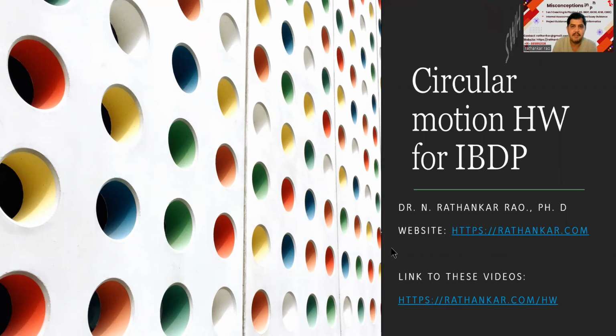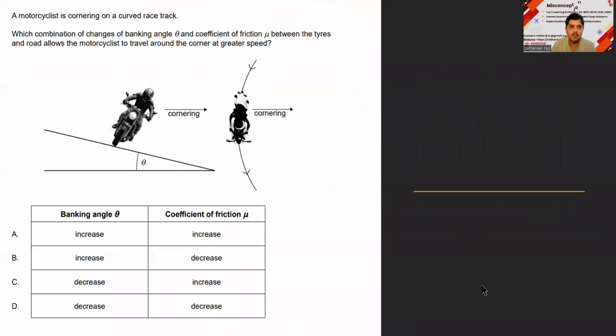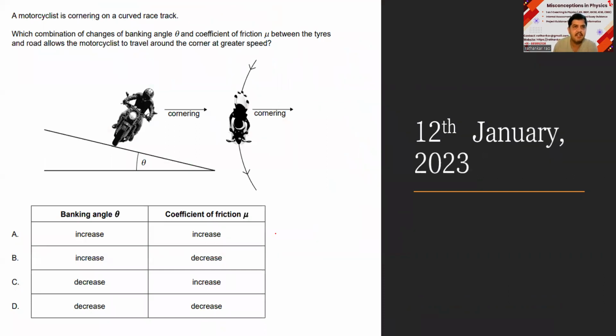Now let us begin with the first question. A motorcyclist is cornering on a curved racetrack. Which combination of changes to the banking angle theta and the coefficient of friction mu between the tires and the road allows the motorcyclist to travel around the corner at greater speed? Now, this can be understood by writing a free body diagram correctly.